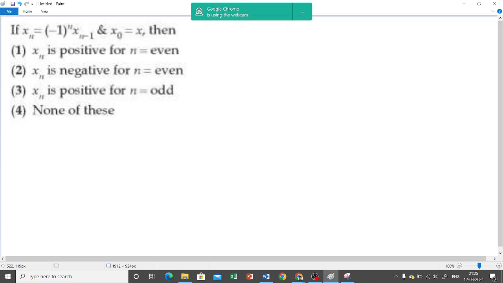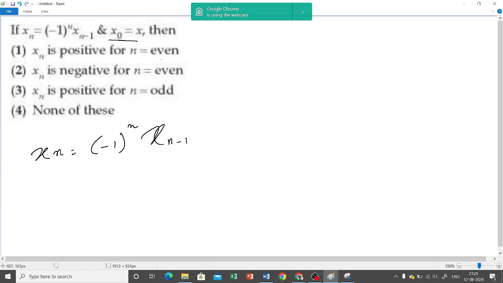This is how terms are represented. See, let me do it. Xn, see, this type of sums are very common in CAT and other entrance exams, okay? And this is nothing difficult. Xn is given as minus 1 to the power n, xn minus 1, okay? And x0 is equals to x.